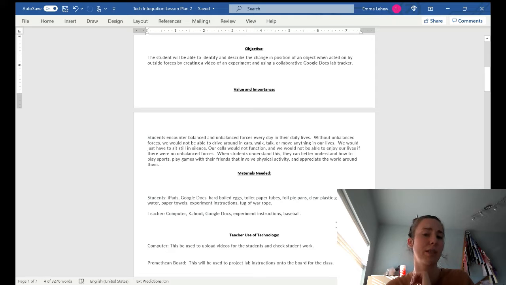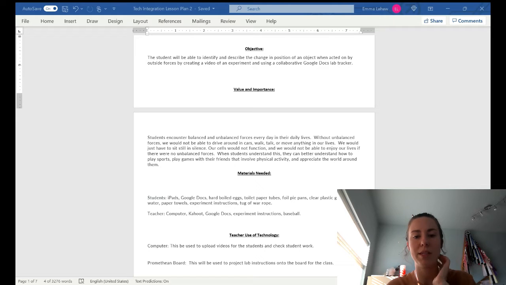So as we know, we always have to have value and importance. My value and importance is that they'll be able to understand the world around them better and appreciate everything that goes on around them whenever they play sports. Like balls having to come back to the ground because of the unbalanced force of gravity. If you hit it harder, it goes farther. They're going to understand that, and through understanding that, hopefully make better decisions in sports to be able to win games and things like that.